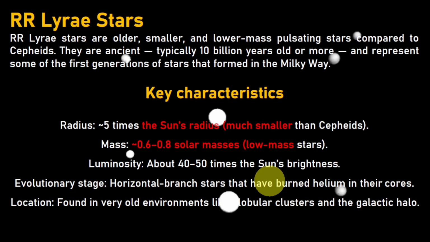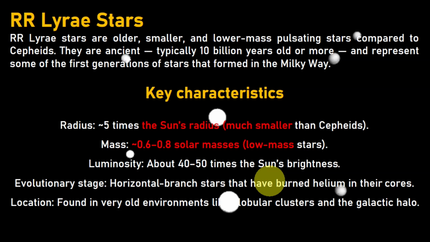Population 2 stars. And some of their key characteristics: in terms of their radius, they are bigger than the sun, but they are much smaller than Cepheids, okay? Then in terms of mass, they are less massive than the sun, 0.6 to 0.8 the mass of the sun. In terms of luminosity, they are brighter than the sun, 40 to 50 times the sun's brightness.